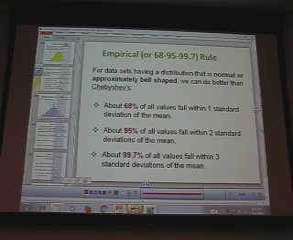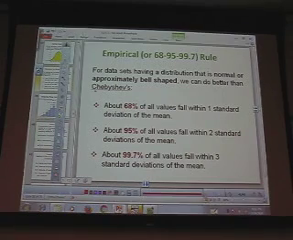So here's my mean. I go 1 standard deviation this way. I go 1 standard deviation that way. Between these 2 numbers, about 68% of my data lies. Everybody okay with that part? This is what we call the empirical rule. That's also known as the 68, 95, 99.7 rule, because 68% within 1 standard deviation, 95% within 2, and 99.7% within 3.